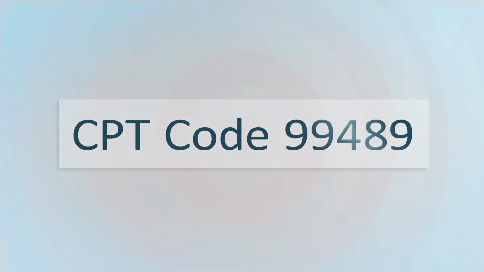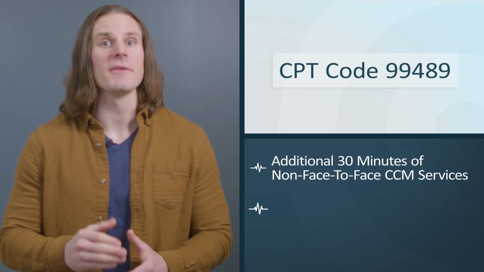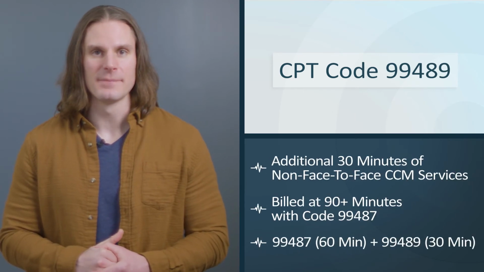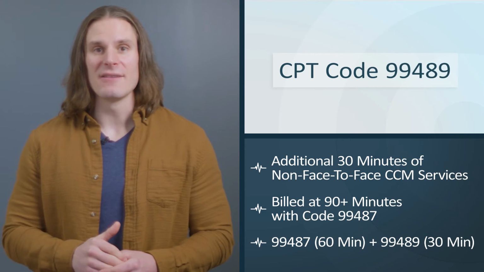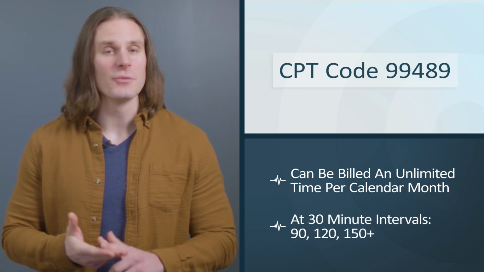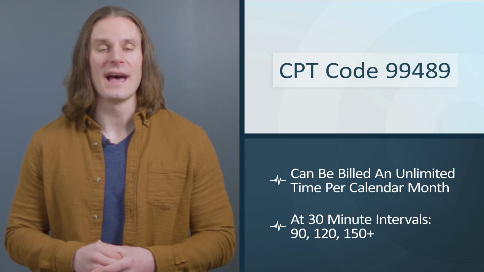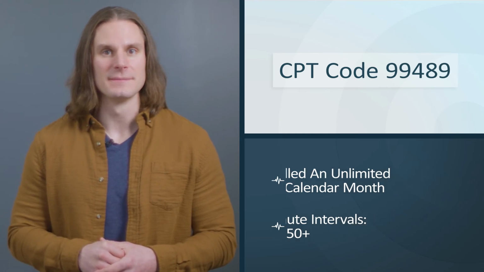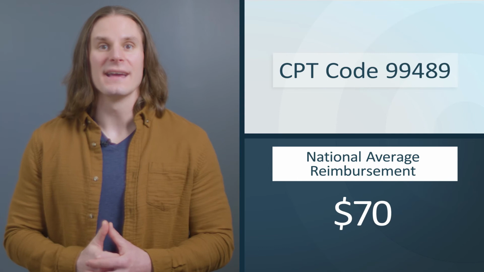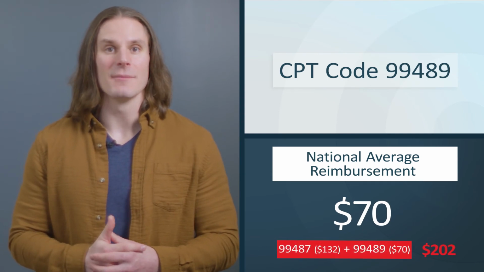Now, there is an add-on code to 99487 only using code 99489. 99489 is an additional 30 minutes of time on top of the initial 60 minutes of complex time. You can bill 99489 an unlimited time within the calendar month. So 90, 120, 150 plus minutes, you would simply add code 99489 on top of 99487. Code 99489 will pay $70 additional on top of the 99487 claim reimbursement.